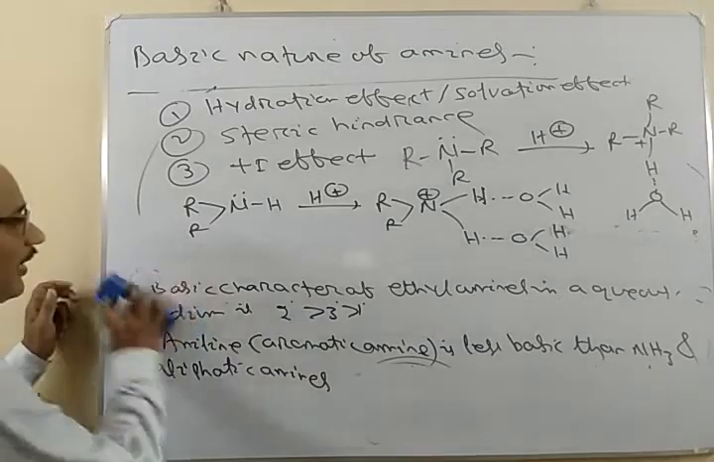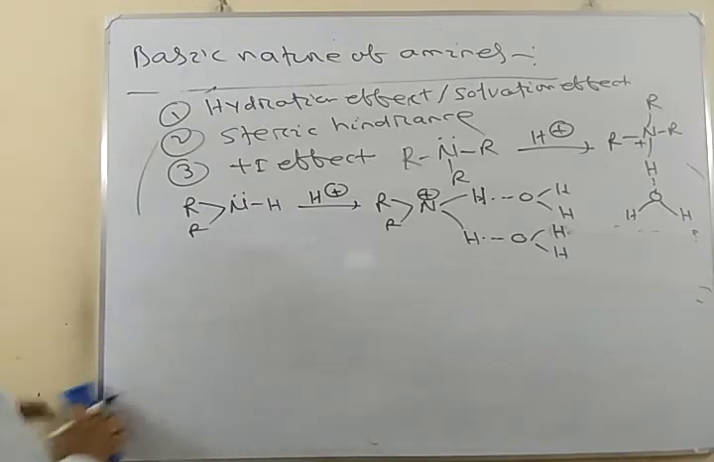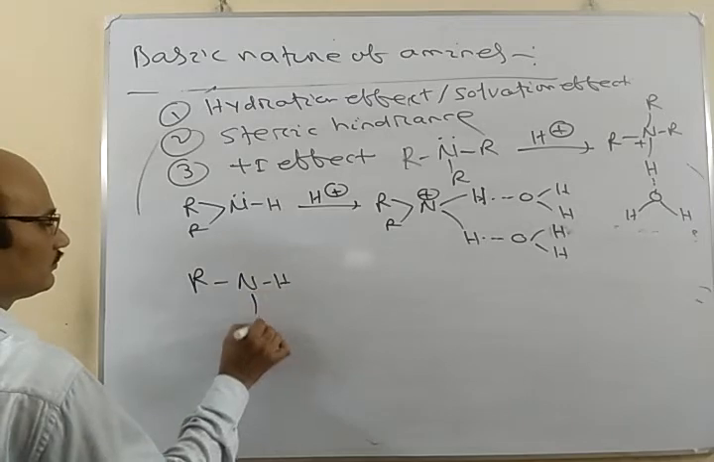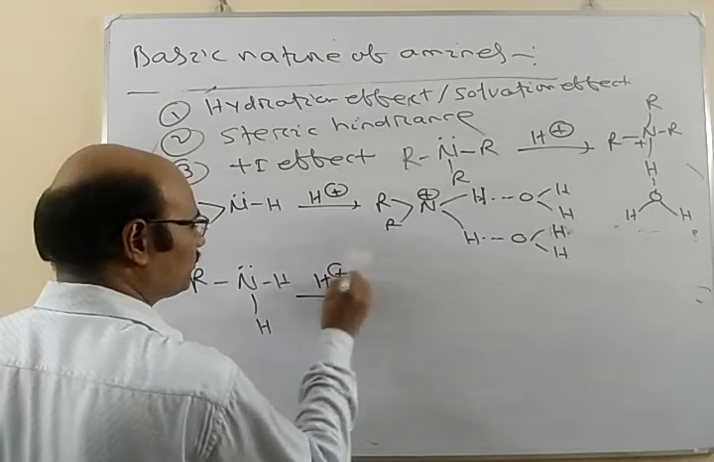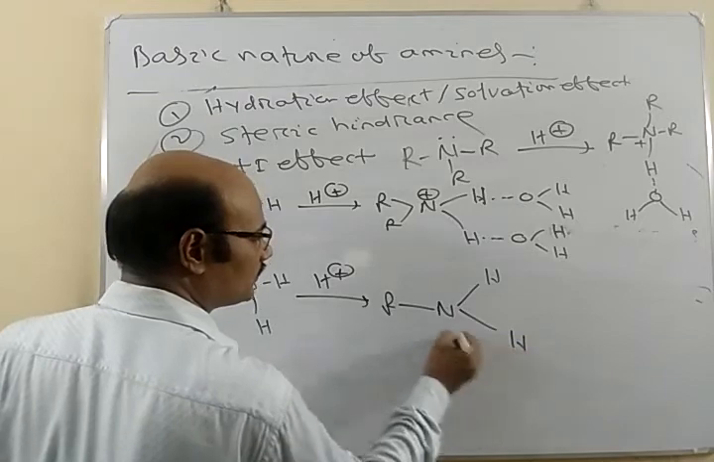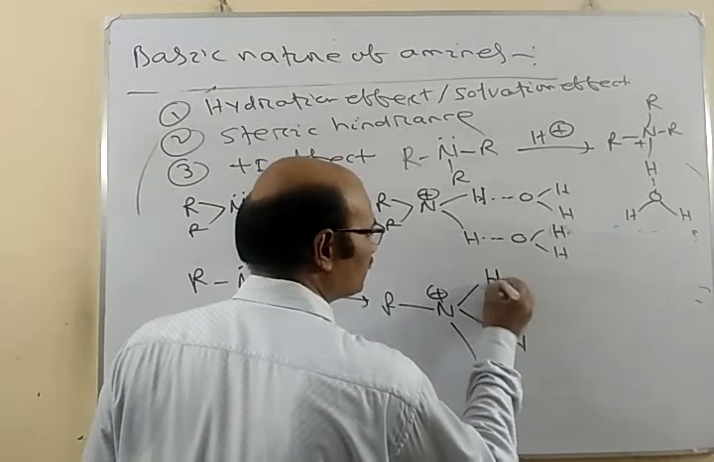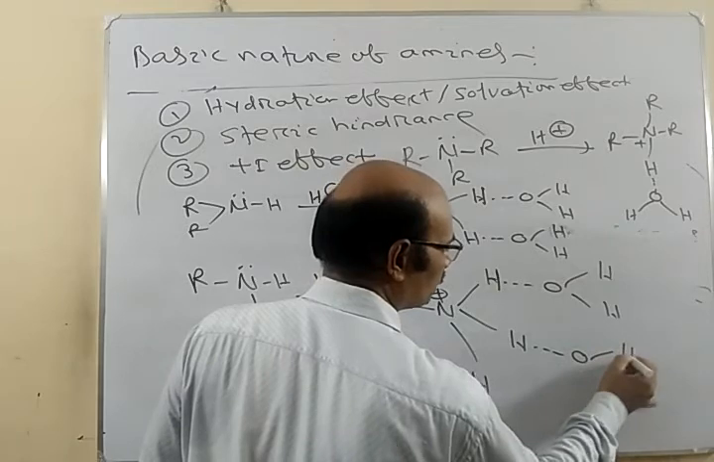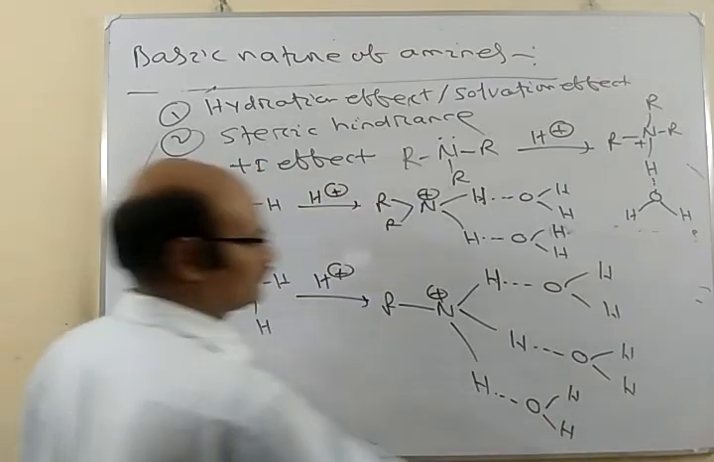Now if I have a primary amine, RNH2, plus H+, I get RNH3+. Now this has hydrogen bonds with H-O-H, H-O-H, H-O-H.